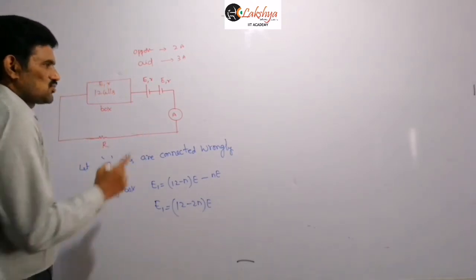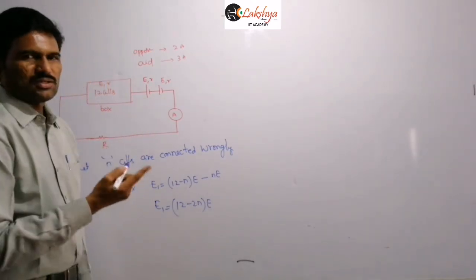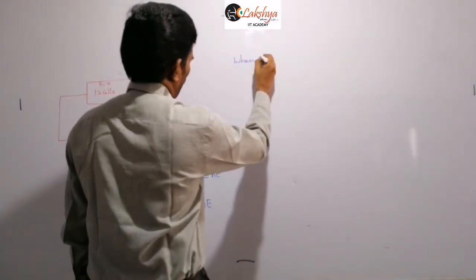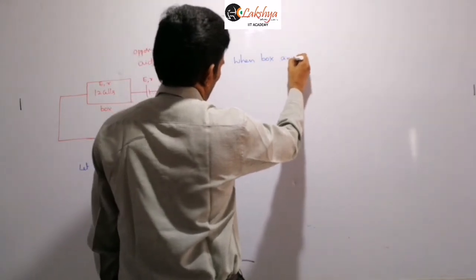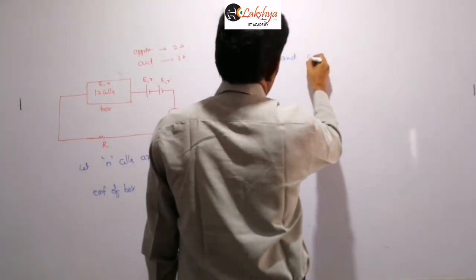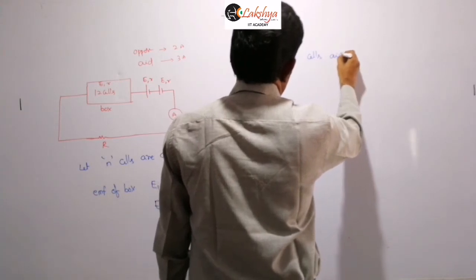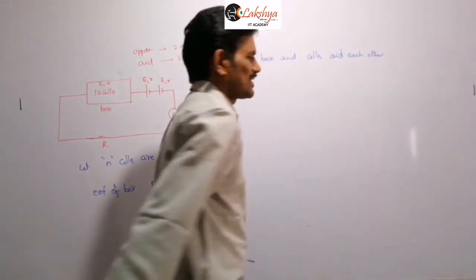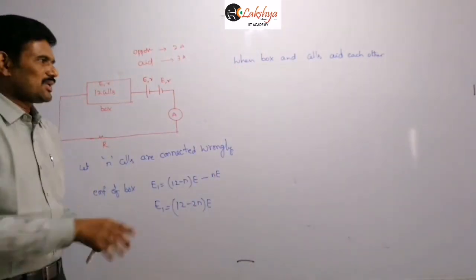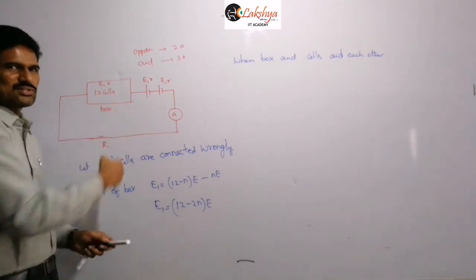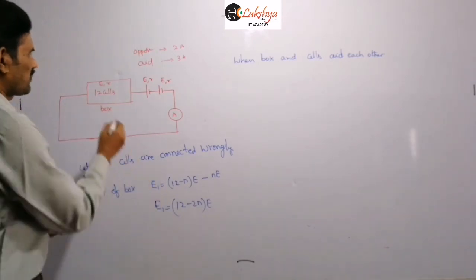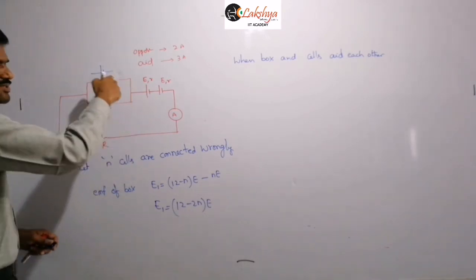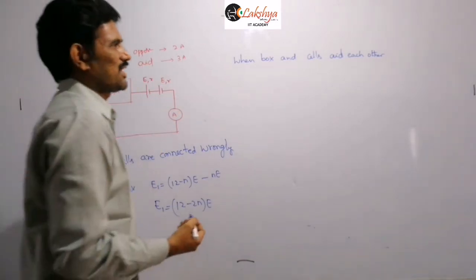And now the 2 cells' EMF, you may take it as E2, that is, E2 is nothing but 2E. Now when the box and cells aid each other, aid each other means they are connected in series correctly. Their EMF will be supposed in this direction and these two cells are also in this direction here. That means this effective cell EMF is like this and this cell is also like this. Then these two cells are said to be connected in series. That is the meaning of aiding each other.